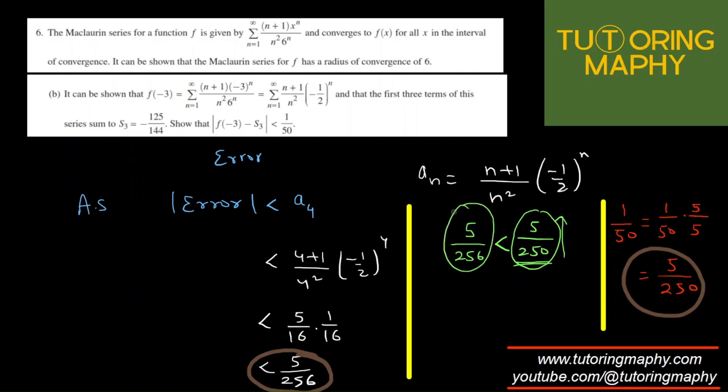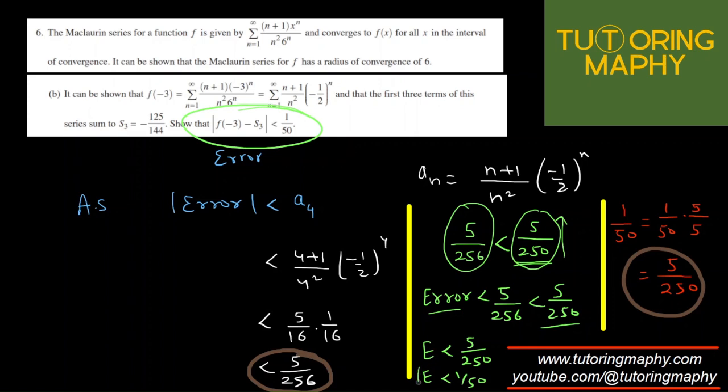And by the way, this is greater than what? Do you think this is greater than the error? So can I write error is less than 5 over 256 is less than 5 over 250? So doesn't that conclude that the error is less than 5 over 250? And what is 5 over 250? That's just 1 over 50, which we were supposed to prove.